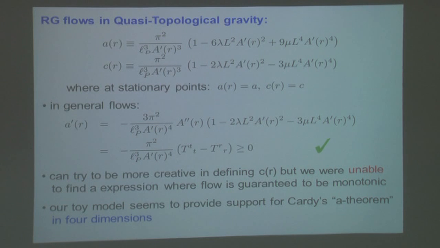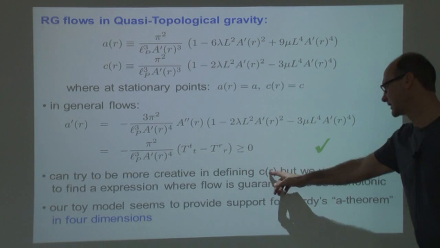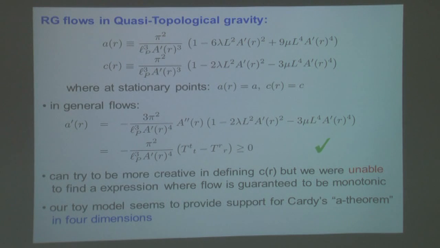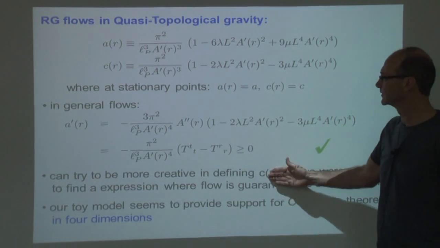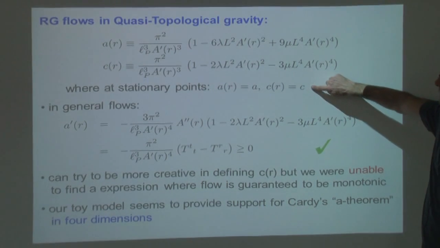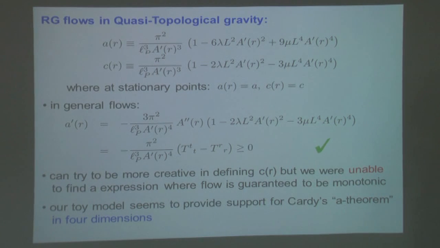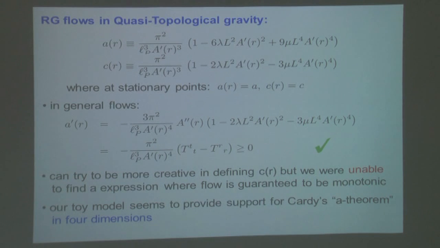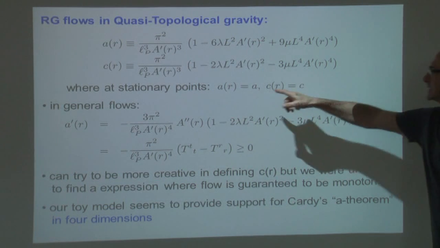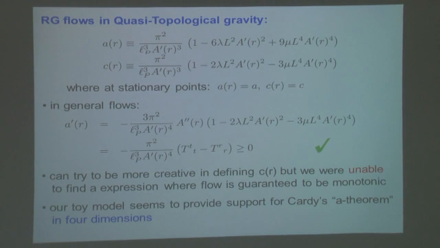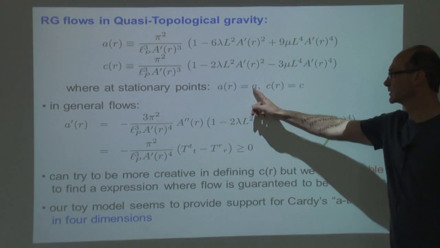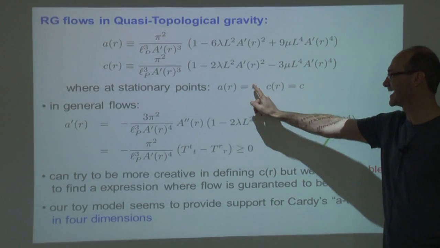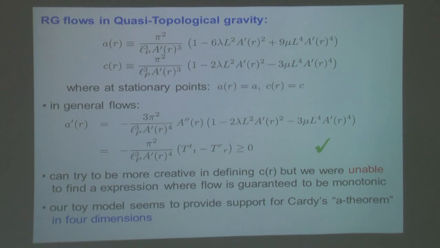In principle, we could try and be more creative in defining that, but at the end of the day, we didn't find a definition of a flow function that reduces down to C at a fixed point and satisfies some monotonicity. So it seems then like our toy model here is giving support for Cardy's A theorem, i.e. there's a particular central charge that is always going to satisfy the monotonicity. And in this case, we're able to distinguish that it's A, not C, that's going to satisfy that.